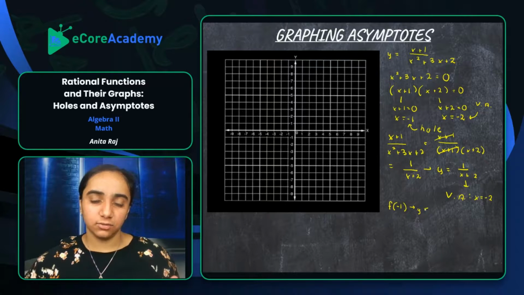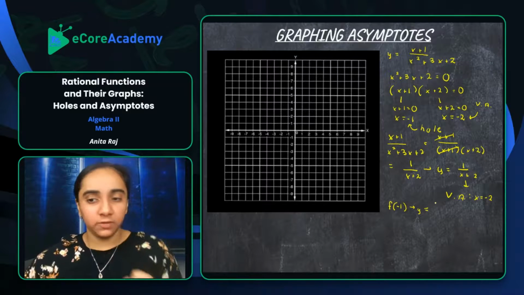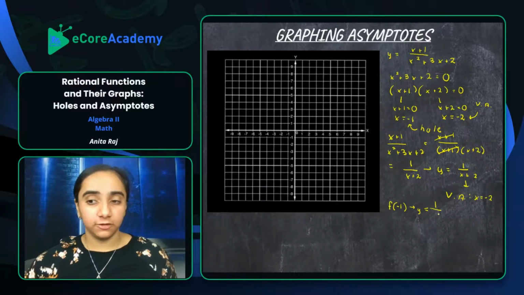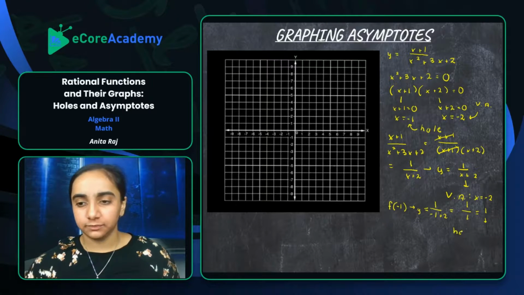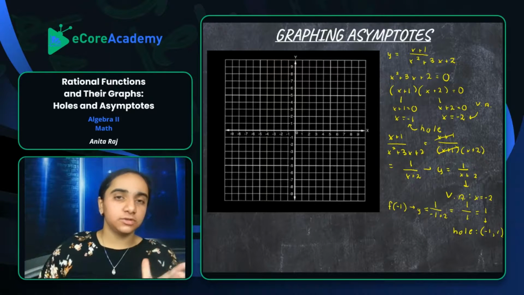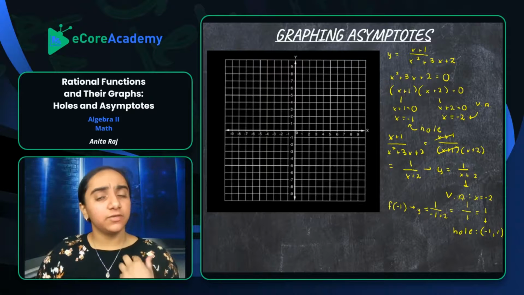So y is equal to 1 over, we plug negative 1 in for x, so negative 1 plus 2, which is 1 over 1. So we end up getting y equal to 1. So our hole is going to be the point negative 1, 1.